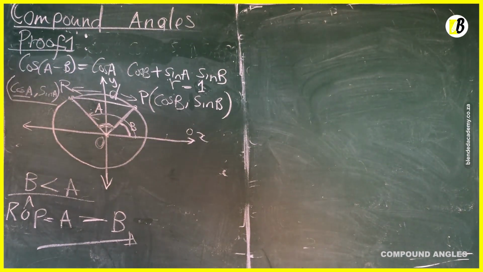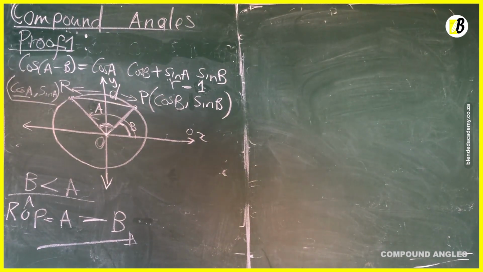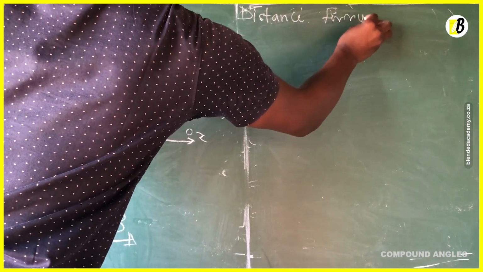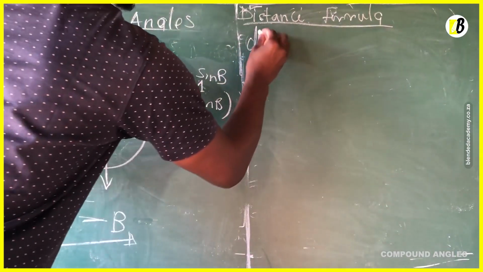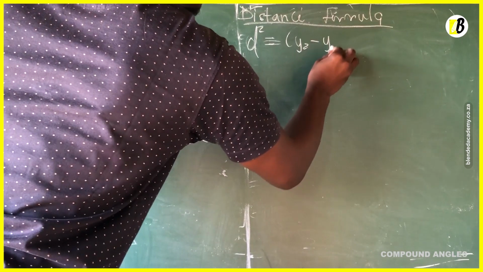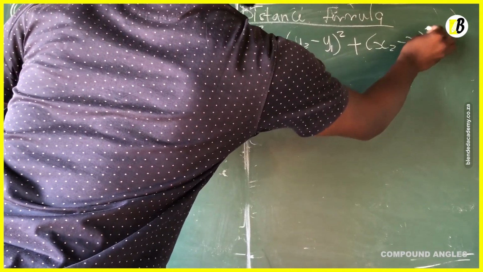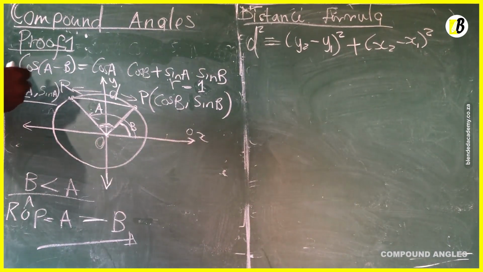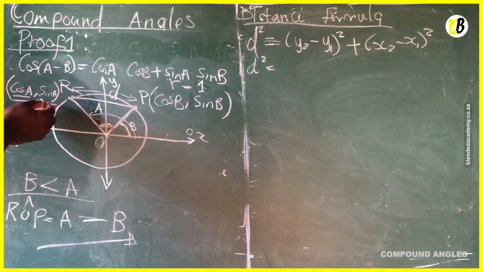So now we're going to have to use the distance formula to calculate the length of D, which is the distance between point R and point P. So now the distance formula, we're going to have D squared equals y2 minus y1 squared plus x2 minus x1 squared. So in this case, we can see that our y2 is our y coordinate, the second one. Let me just write it down here. It's the second one, which is going to be sine A.